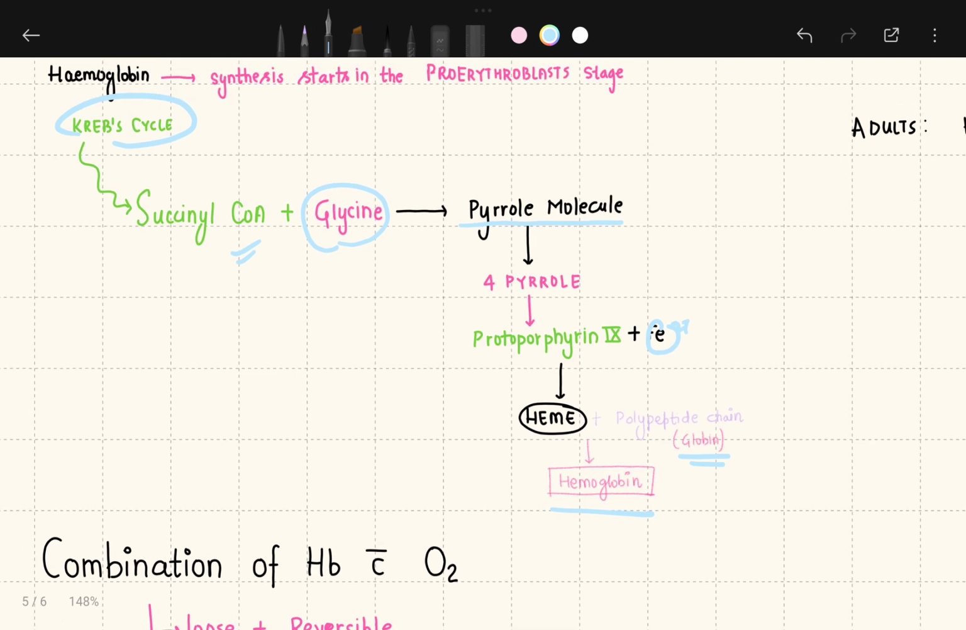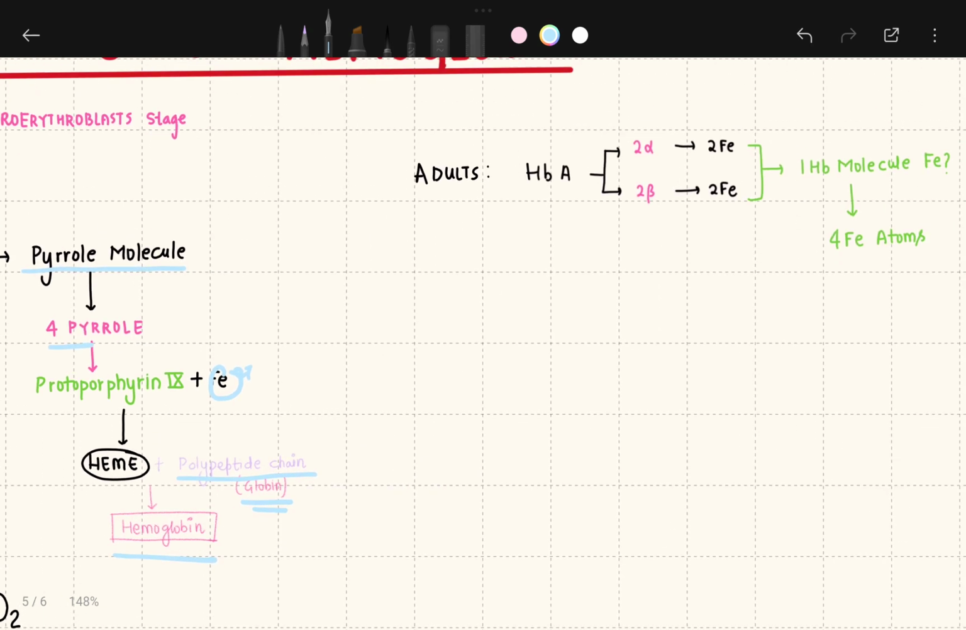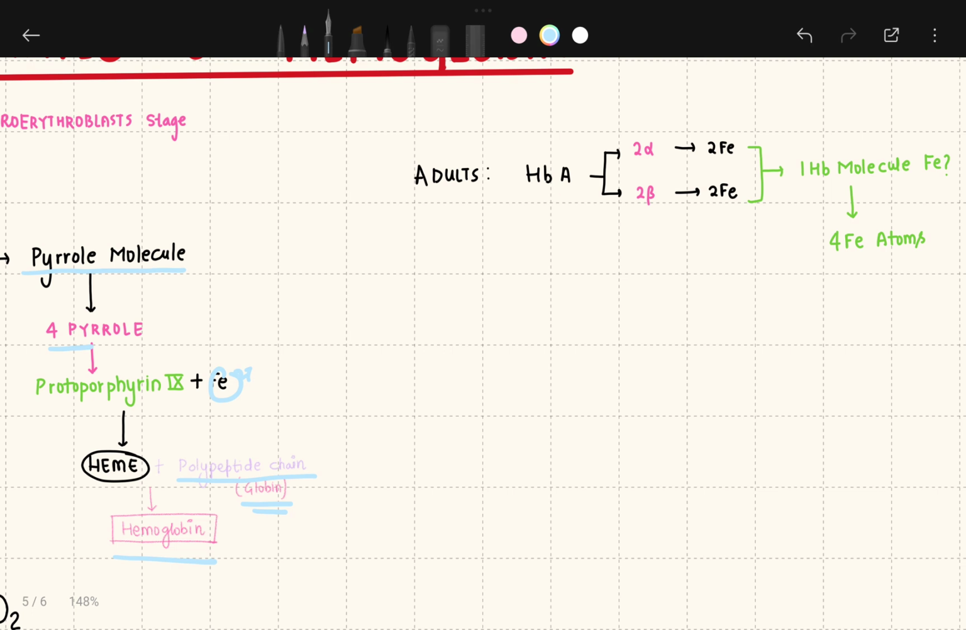So, how is it formed? From succinyl CoA plus glycine to pyrrole molecule, then four pyrrole rings together to form protoporphyrin 9. With iron, it forms heme, and heme with globin or polypeptide chain forms hemoglobin. Now, this polypeptide chain could be of different types like alpha, beta, gamma. In adults, hemoglobin A is very common, and in the fetus hemoglobin F is very common. Hemoglobin A is formed of two alpha chains and two beta chains.